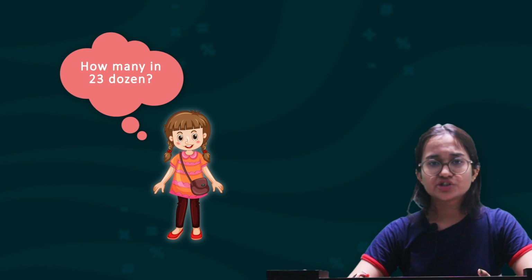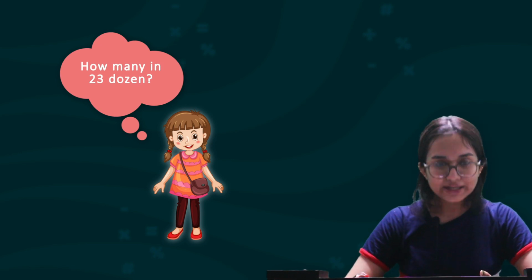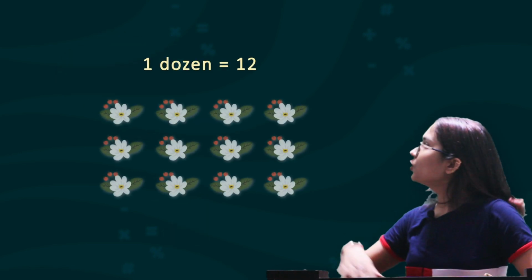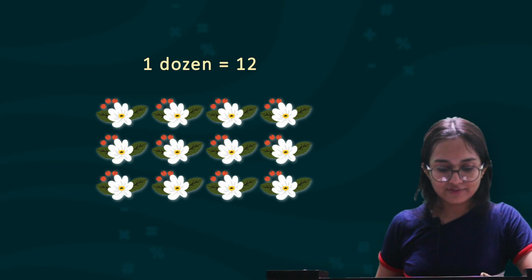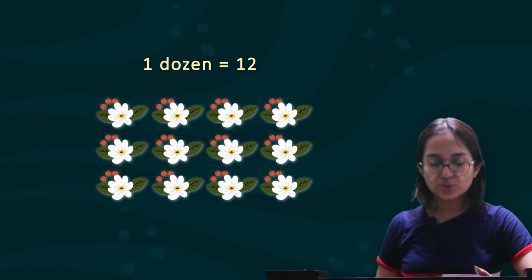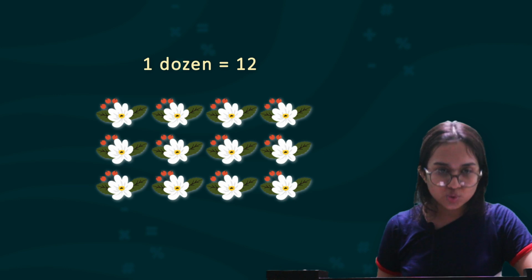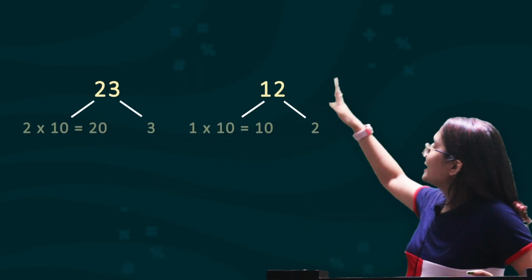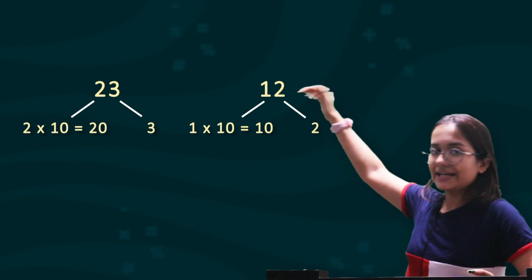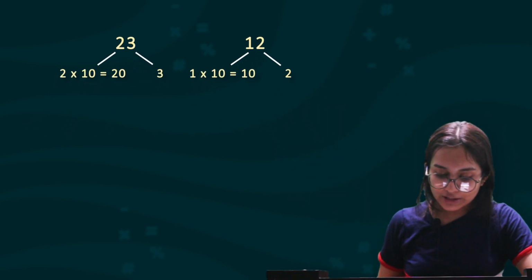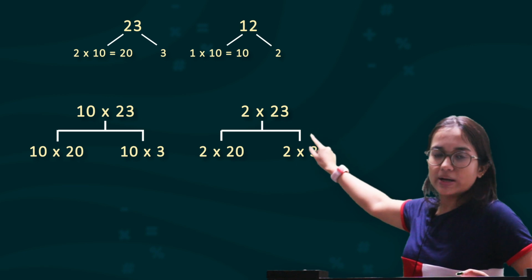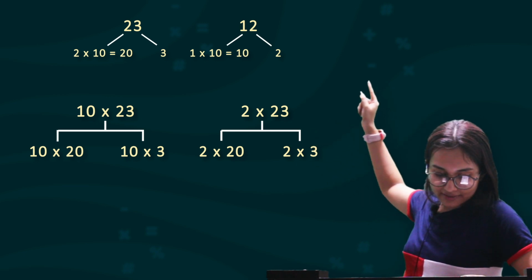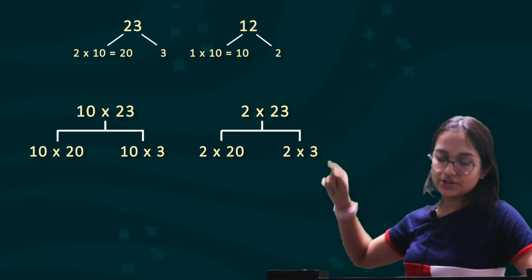So continuing with the chapter, we now see how many in 23 dozen. So we know that in 1 dozen we have 12 and we need to find it in 23 dozen. So what we need to do is 23 into 12. So let us break the numbers, right? 20 plus 3 and 10 plus 2. Now what you need to do is multiply 10 into 20 and 10 into 3, and then again 2 into 20 and 2 into 3.